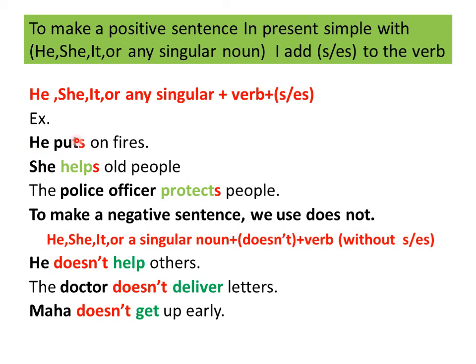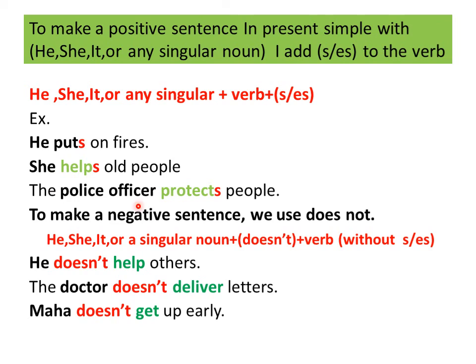Example. He puts on fires. Pay attention, the subject is singular here, yes? He puts. I can't say he put on fires, but I say they put on fire. He puts on fires. She helps old people. She helps old people. So I add s to the verb with he or she or it or any singular.